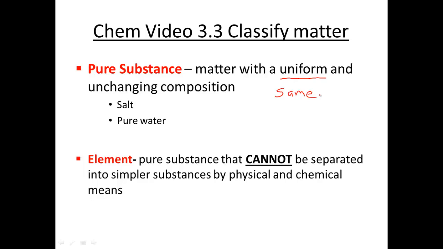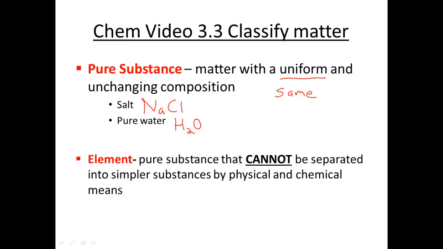throughout. So an example would be salt. Sodium chloride is NaCl. If you had table salt, the first crystal of salt would be the same as the last crystal of salt. If we had pure water, it would all just be H2O, 2 hydrogens to 1 oxygen. All of the water is the same throughout from beginning to end. That would only be true for pure water. Most water, like tap water, has other things dissolved in it, so it wouldn't be a pure substance, it would be a mixture.